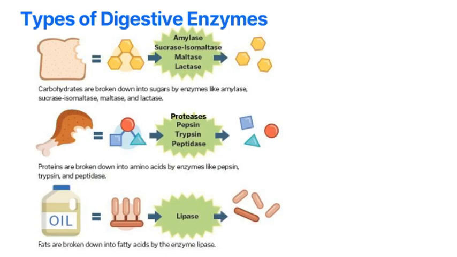There are three main classes of digestive enzymes. Carbohydrases break down carbohydrates into simple sugars. Proteases break down proteins into amino acids. Lipases break down fats into fatty acids and glycerol.